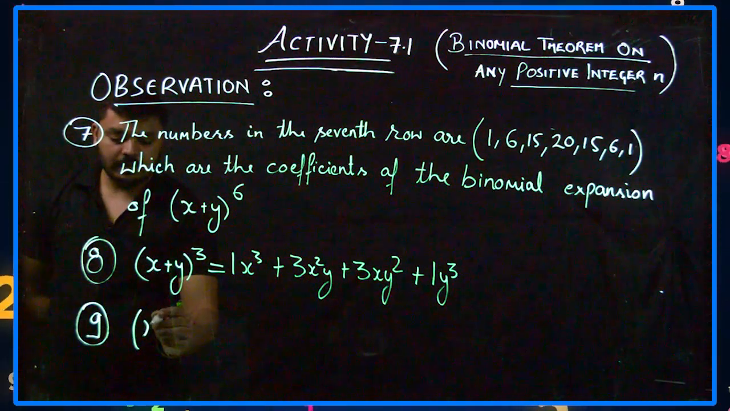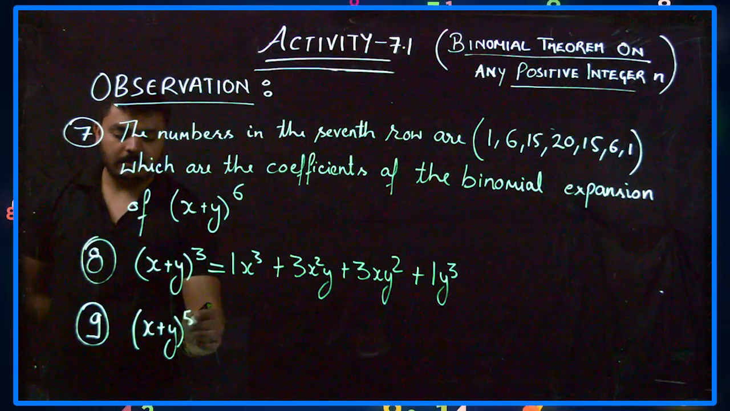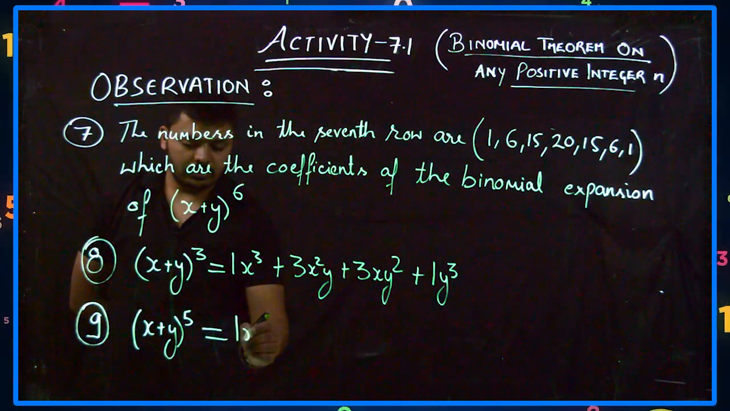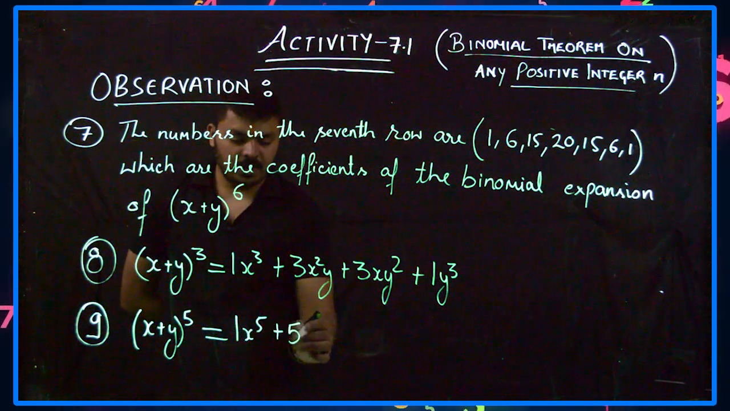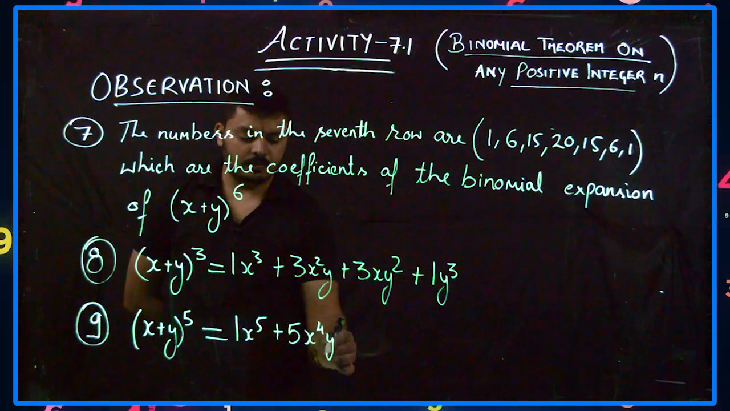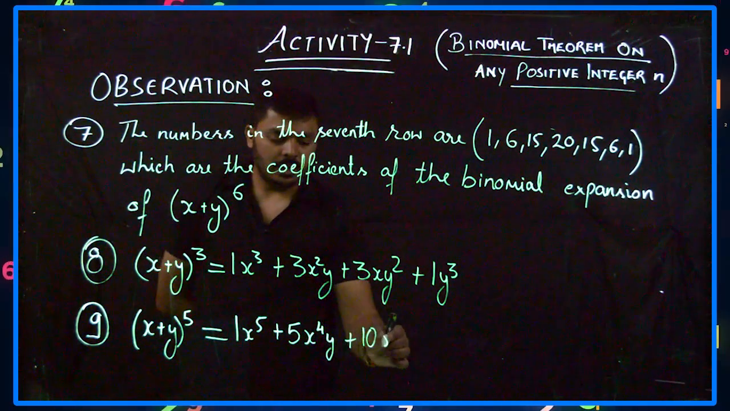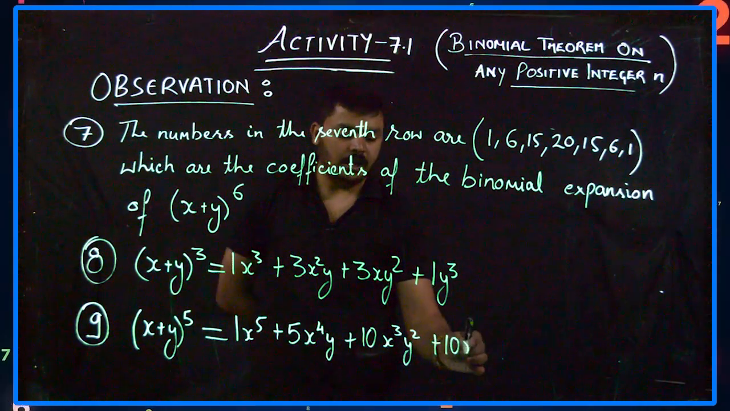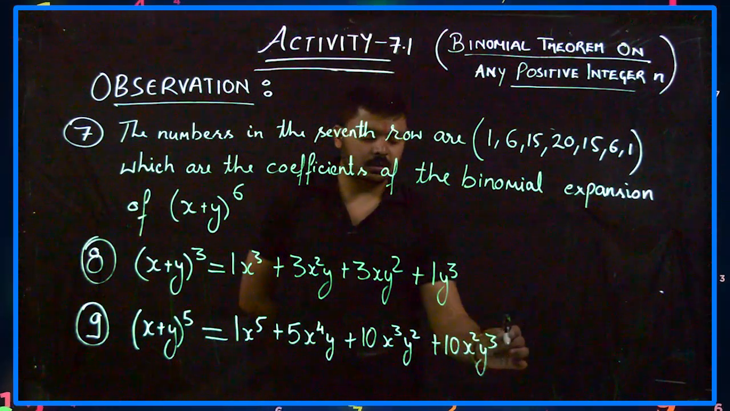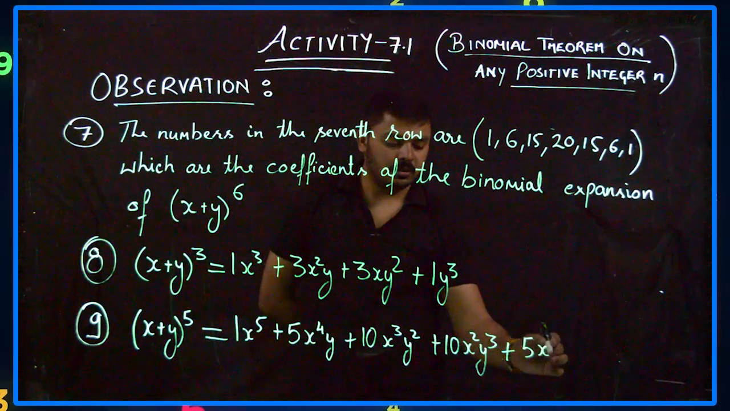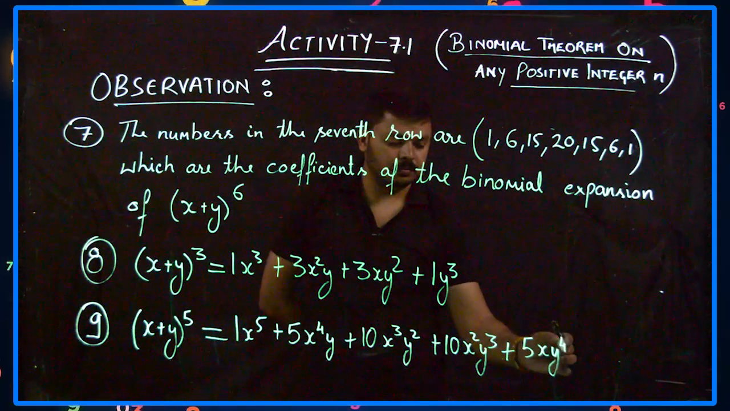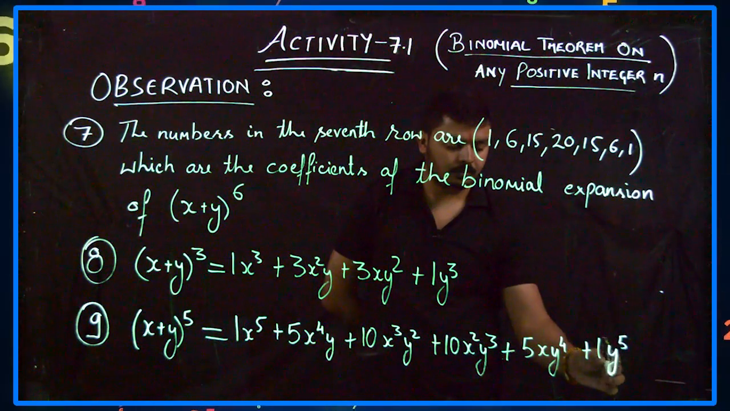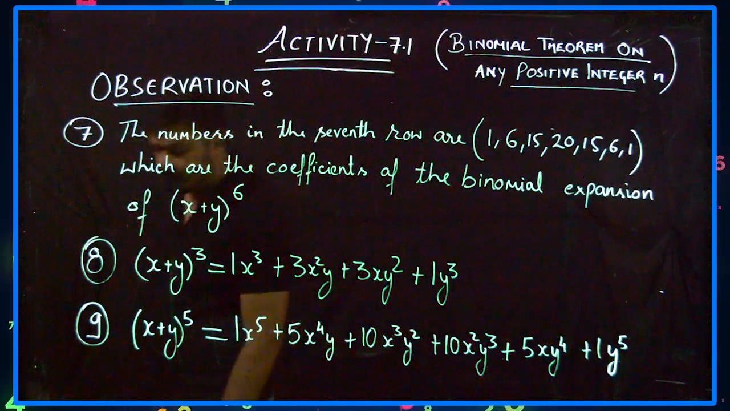9th, (x plus y) to the power 5. So the expansion of (x plus y) to the power 5 is 1 x to the power 5 plus 5 x to the power 4 y plus 10 x to the power 3 y to the power 2 plus 10 x to the power 2 y to the power 3 plus 5 x to the power 1 and y to the power 4 plus 1 y to the power 5. So this is the expansion for (x plus y) to the power 5.